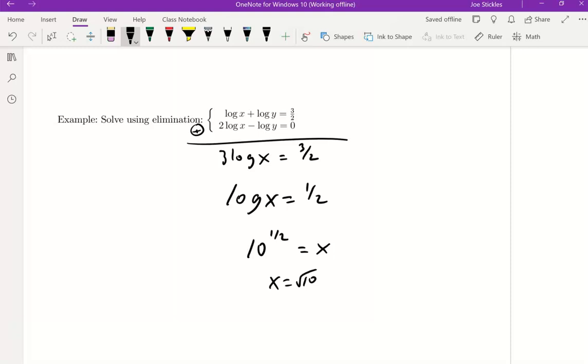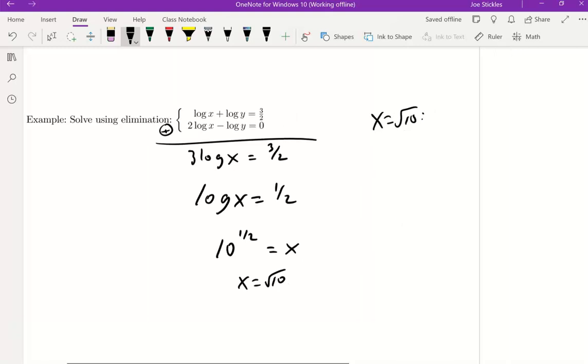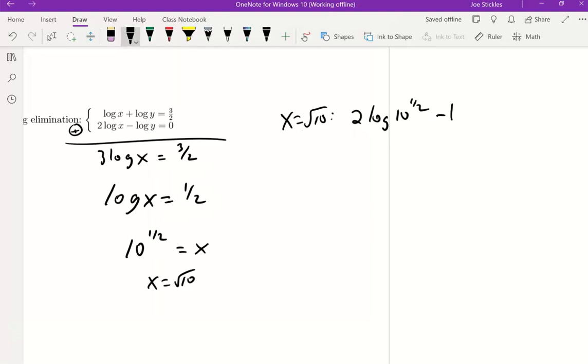Now we need to plug this in and figure out what log of y is. I would probably plug it into the second equation just so I don't have to deal with the 3/2 there. That's just me. So if x is equal to square root of 10, you'll get, I'll write it as 2 log of 10 to the 1/2 minus log of y equals 0.